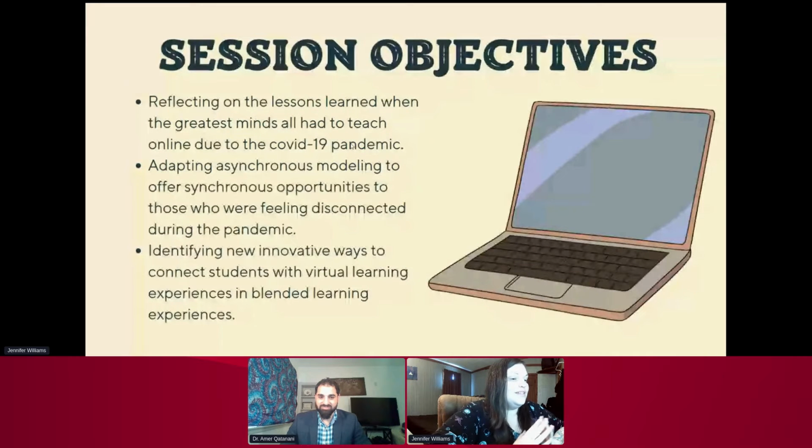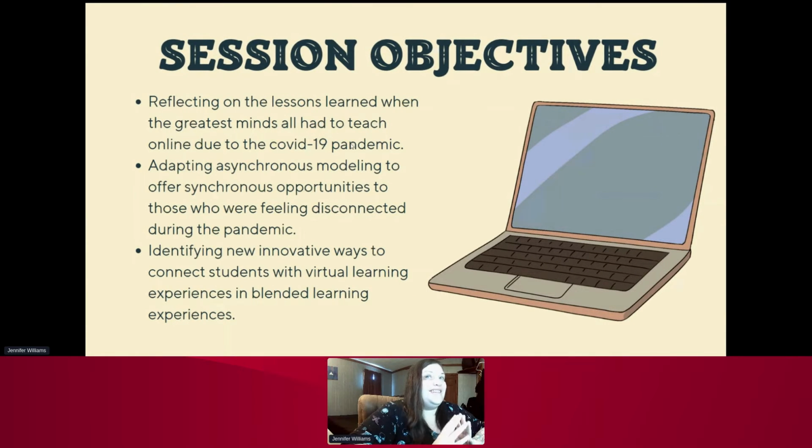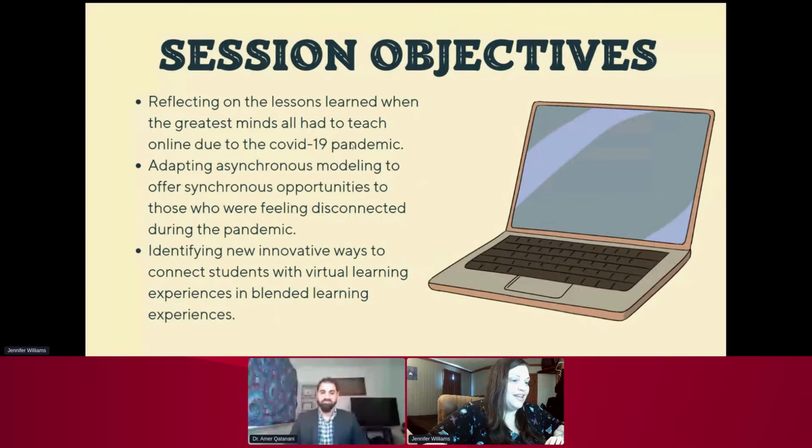First, we're going to reflect on some lessons that we learned when COVID-19 happened, because the greatest minds had to all teach online, and so we had to adapt and do a lot of different things. We had to adapt asynchronous modeling to offer synchronous opportunities within the asynchronous session. And we also had to identify new innovative ways to connect with our students and build learning experiences.